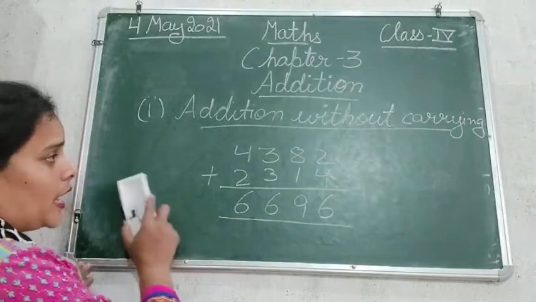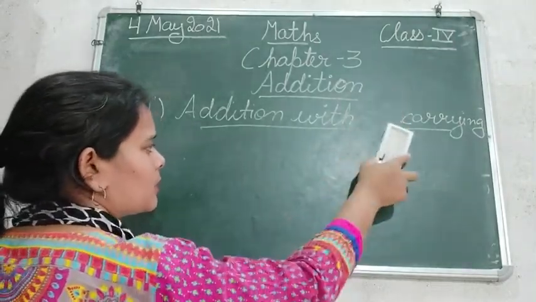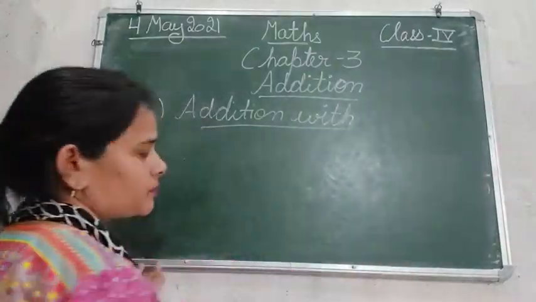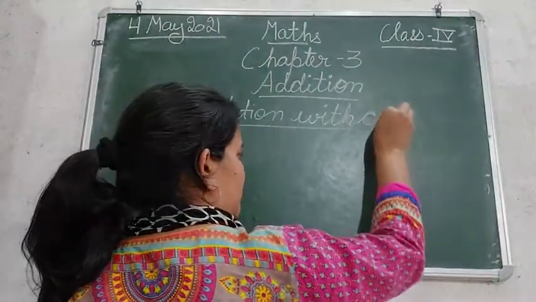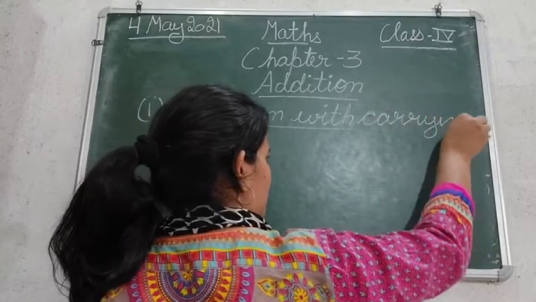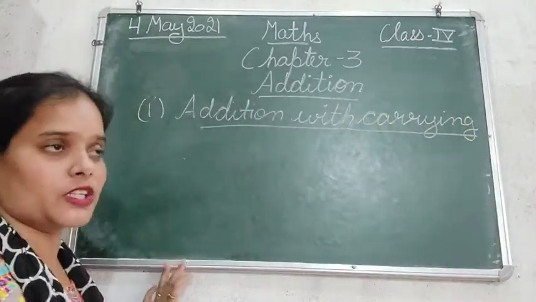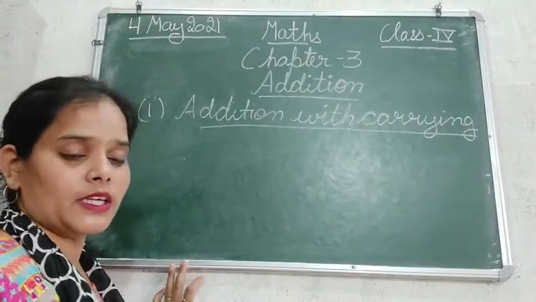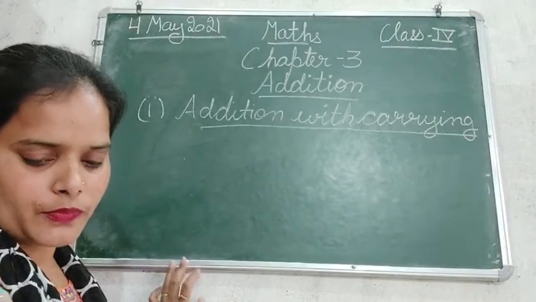Now we will do the addition with carrying. Okay, अब यहाँ से without की जगह it will be addition with carrying. So that means इसमें जो हम addition करेंगे, we will carry the digit. And how you are going to carry the digit, that is more important. So kindly listen very carefully.